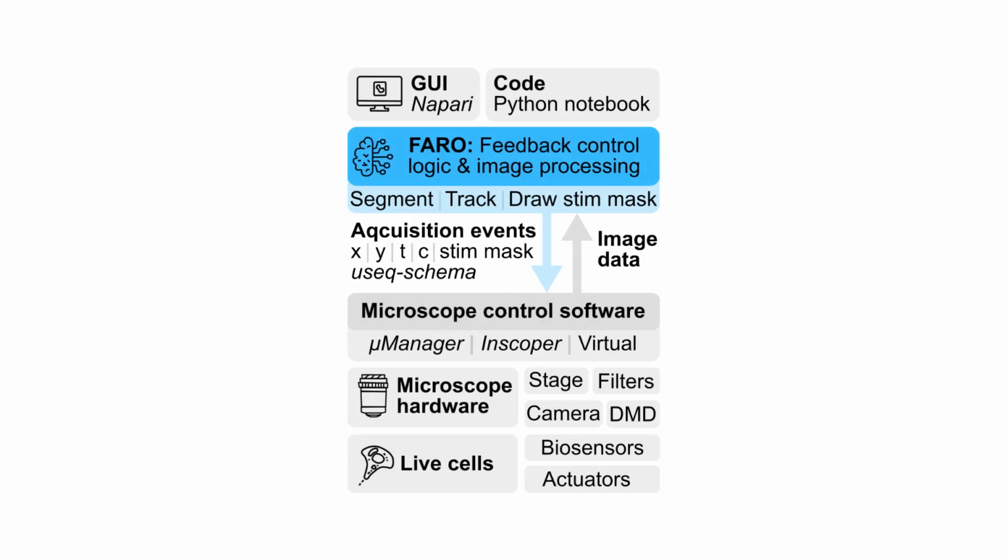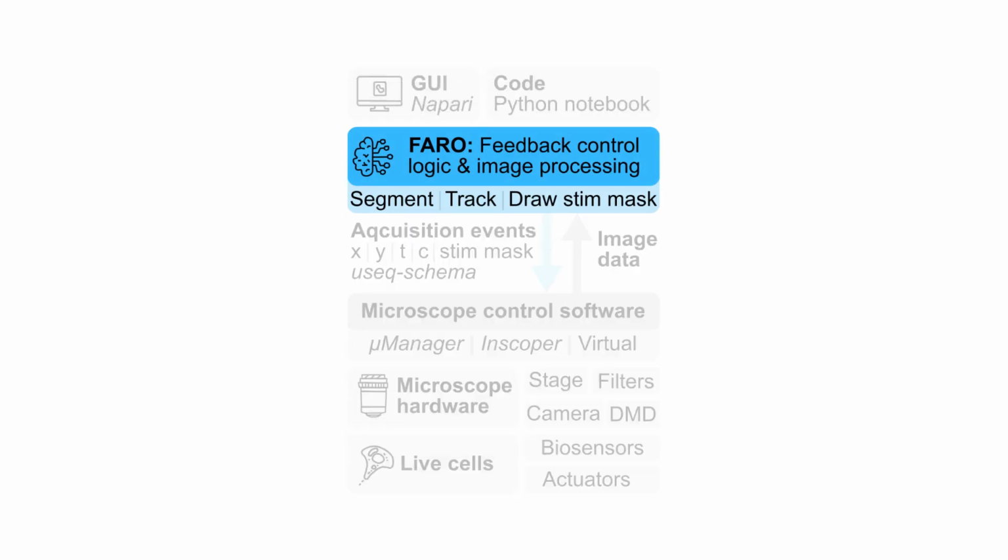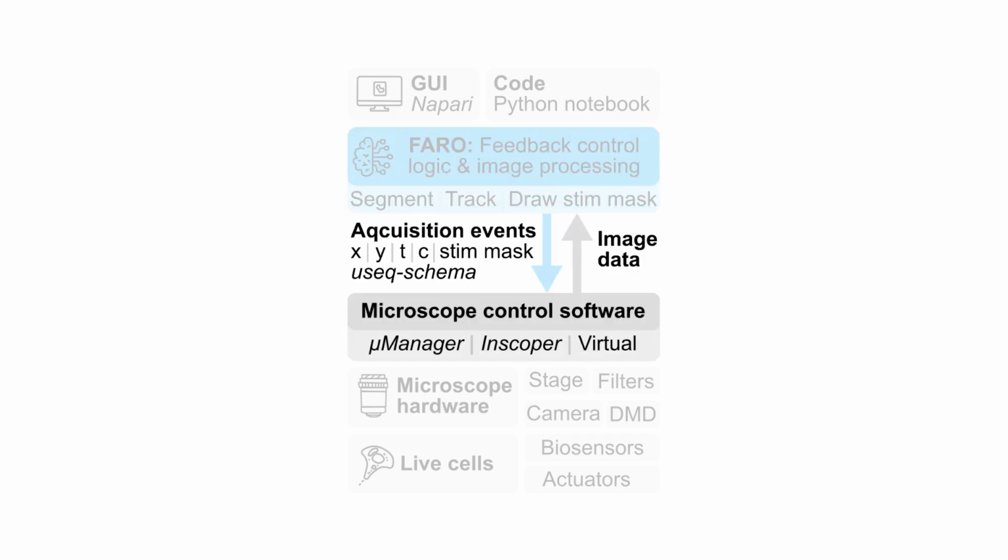The FARO stack is built on open standards. A modular Python pipeline handles segmentation, with StarDist, Cellpose, or the interactive pixel classifier Convpaint, followed by tracking, feature extraction, and the stimulation logic. The pipeline communicates with the microscope control software, here pymmcore-plus and Micro-Manager, through the hardware-agnostic useq schema, which describes acquisition events as a kind of metadata. This decouples experiment logic from the hardware.